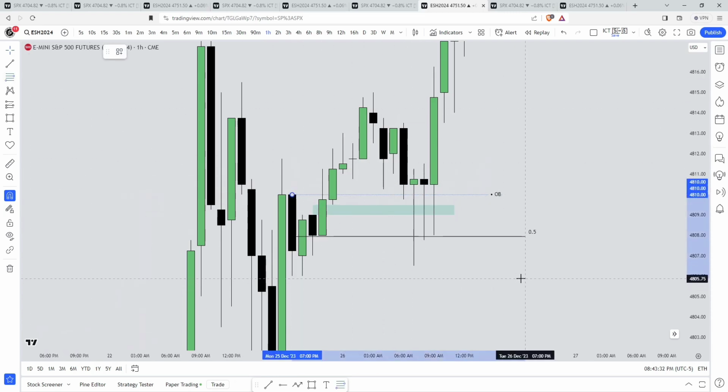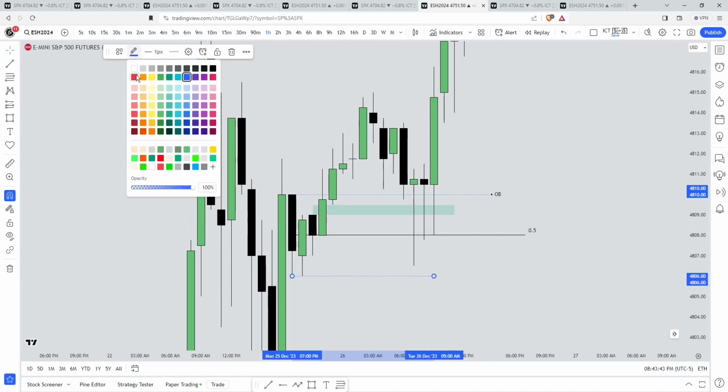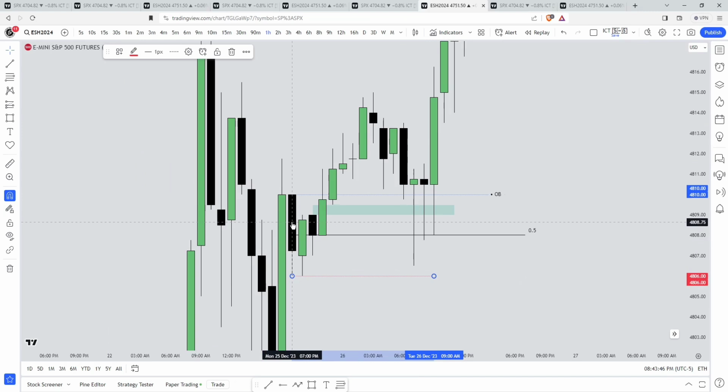We can mark out mean threshold, which is where price really came down to. It dug lower, but it didn't take out the low of the order block. If price were to take out the low of it, then it kind of invalidated that idea of this being a bullish order block. So we'll go over stop placement in later lessons.